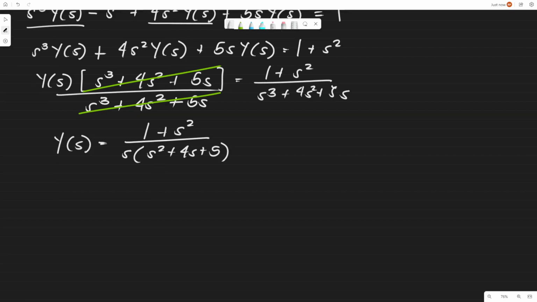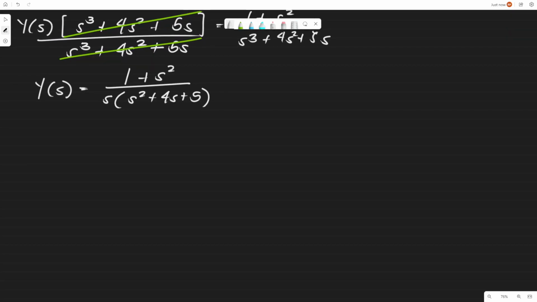Anong gagawin natin? So, we will do partial fraction decomposition. So, we have here A over s for the first factor. Then, dito naman sa pangalawa, plus Bs plus C, kasi, guys, yung denominator natin is a quadratic expression, no?